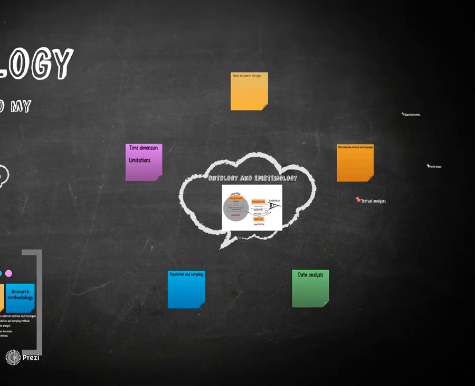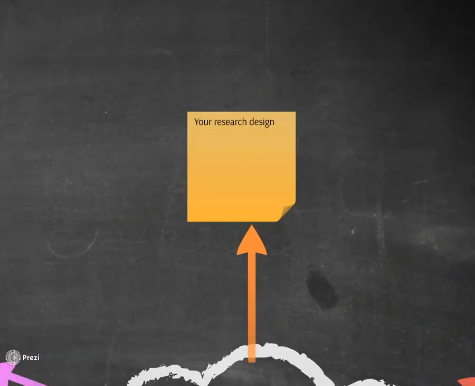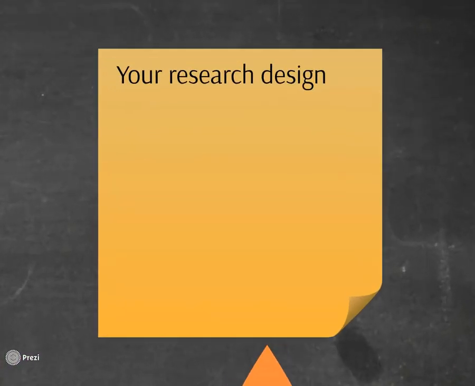Good. Now let's look at all of those things that are influenced by ontology and epistemology and that are also required in this assignment. Those are by names your research design, your data collection methods and techniques, your data analysis methods and techniques, your population and sampling, as well as your study's time dimension and limitations. The first one's connection is quite obvious. Under research design, you will speak about the qualitative and/or quantitative nature of your study.